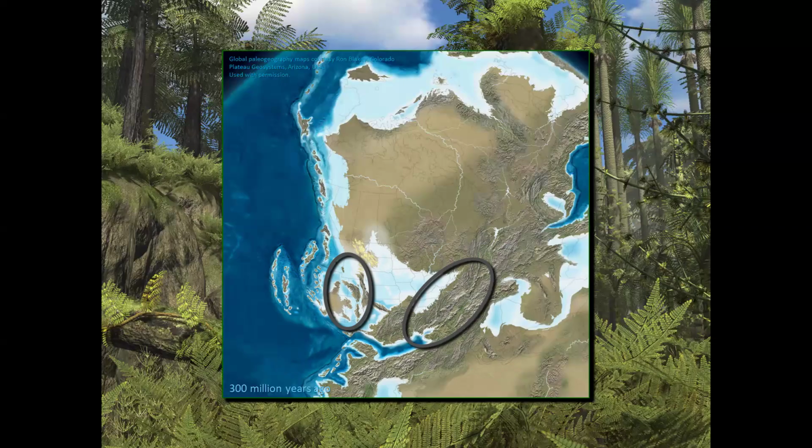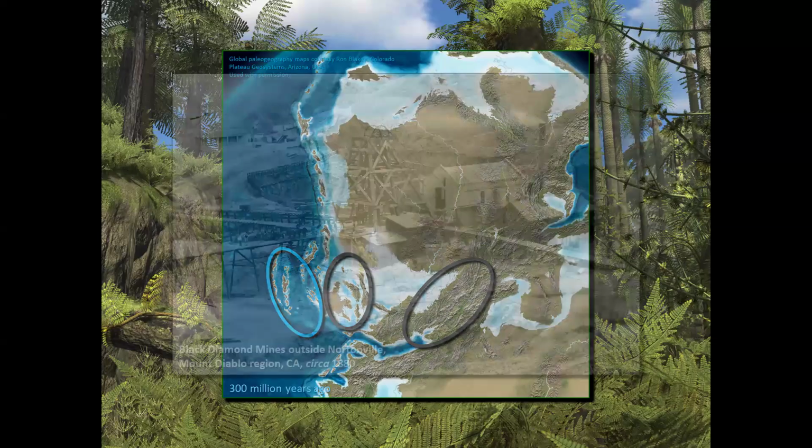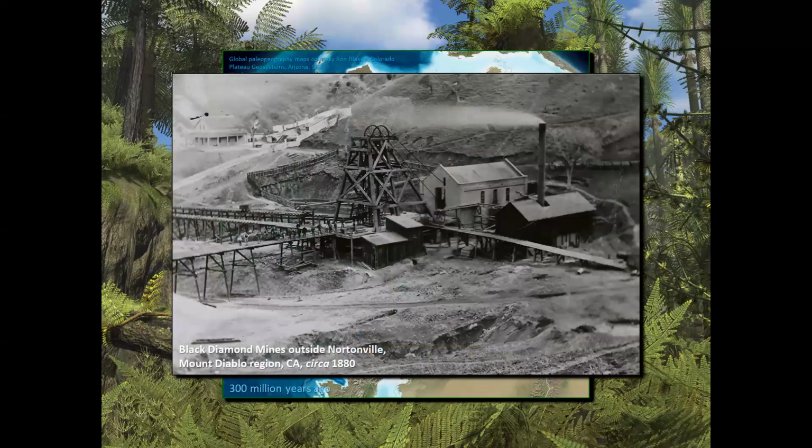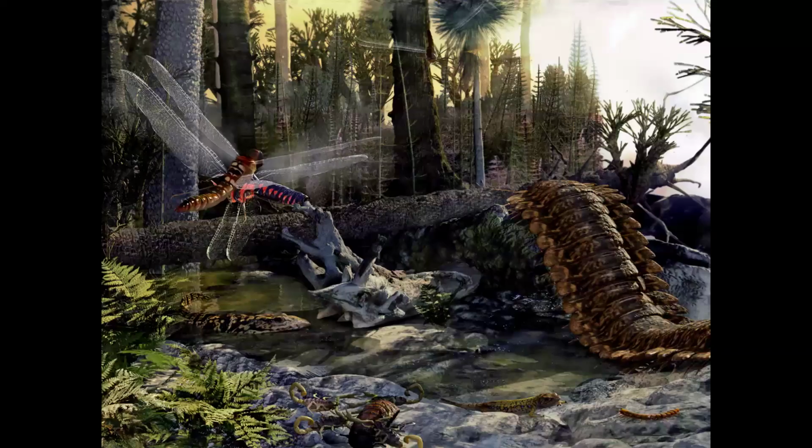So not nearly the extensive coal deposits of back east, but still quite a bit of coal available from these areas. This is where California would be, and you can see there's almost no dry land here at all, so you wouldn't expect to find a lot of coal deposits in California, and you would be correct. But there have been coal mines in California. This is the Black Diamond Mine outside of Nortonville back in about 1880 that was actually mining coal right here in California. So it did happen, but it wasn't nearly as extensive as what we see back east.